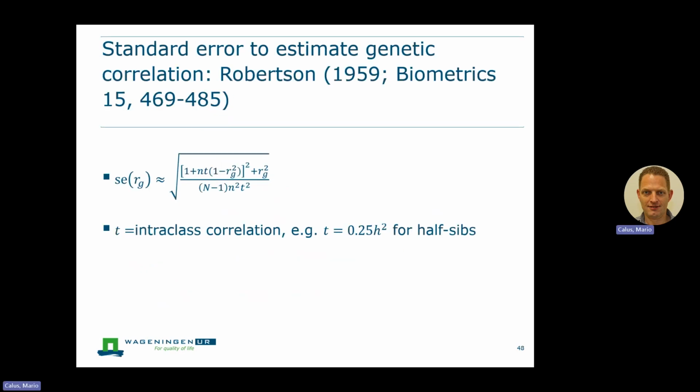There are a number of formulas in the literature that allow you to predict those standard errors. They're typically a function of the parameters I just mentioned, like number of families, their size, but also the heritability. And here, this one is based on the intra-class correlation between the different groups, that is, the correlation between the different families. You can work out that the intra-class correlation between half-sib families should be equal to a quarter times the heritability.